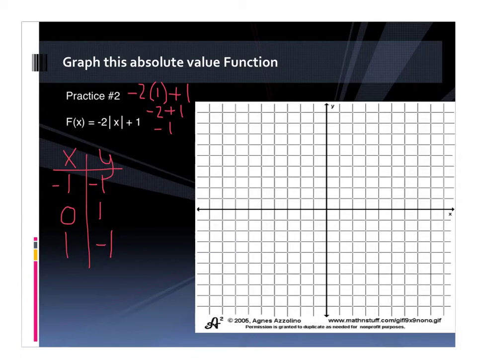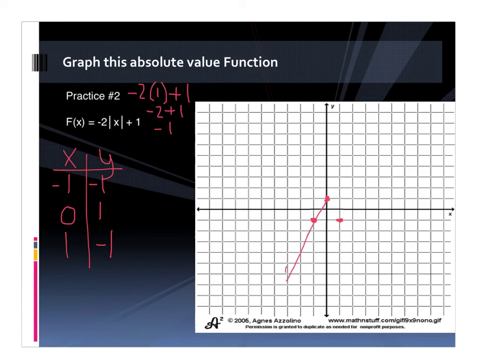Let's plot the points. I have negative 1, negative 1, which will be right here. I have 0, positive 1, which is up here. And then I have 1, negative 1, which is right over here. Notice how last time we only went from this spot here, and we went up 1 and over 1, up 1 and over 1. This time we're going over to the left, and we're going down. We're going down 2 this time instead of just down 1.